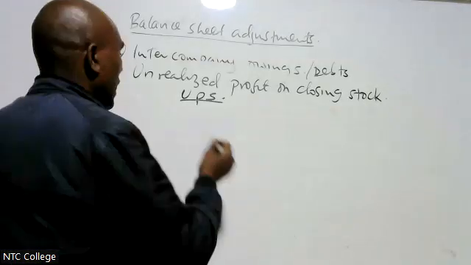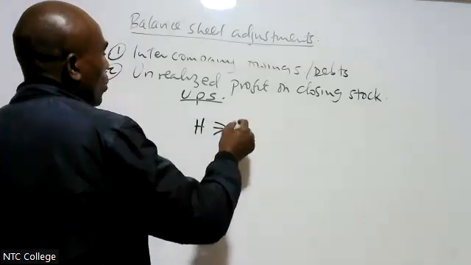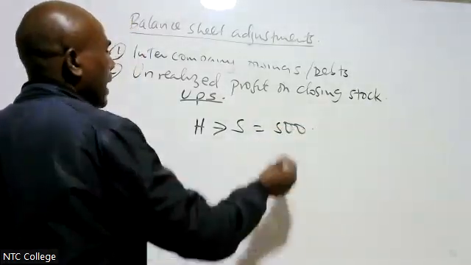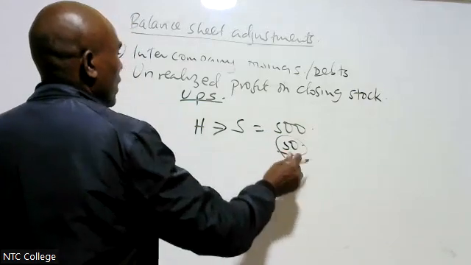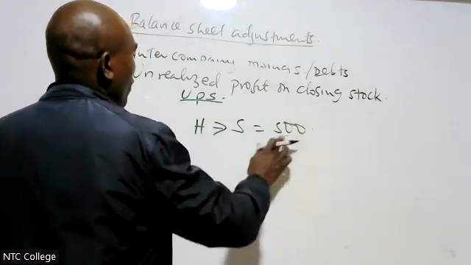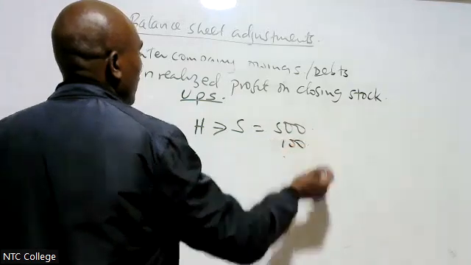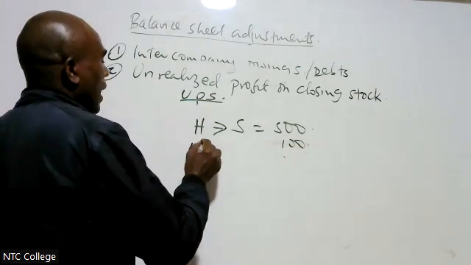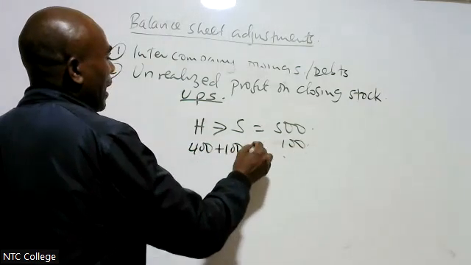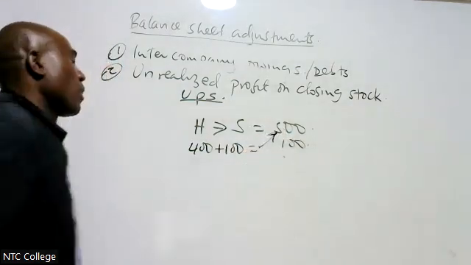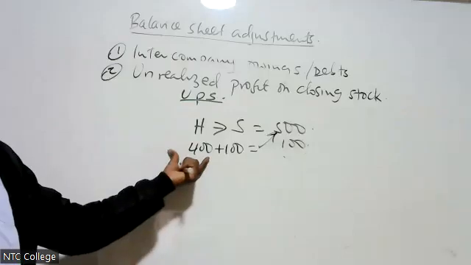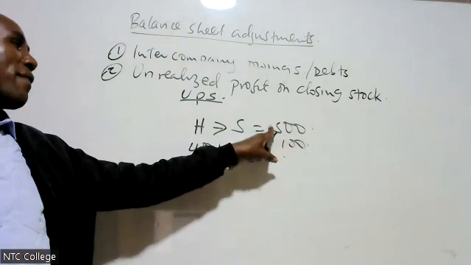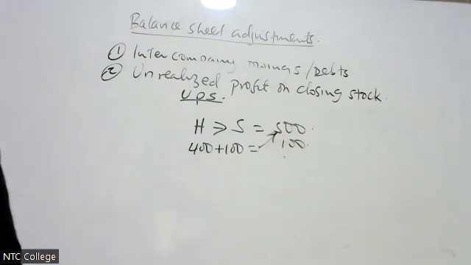For example, H Limited sells goods to S Limited for Kenya shillings 500, making a profit of 100 million. Therefore, it means that the cost of the goods to H was 400. It added the profit of 100 so that we made the sale of 500. The cost was 400, we added 100 profit, the sale was 500, therefore we made the profit of 100.